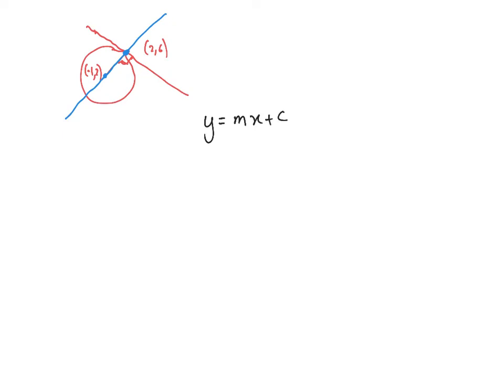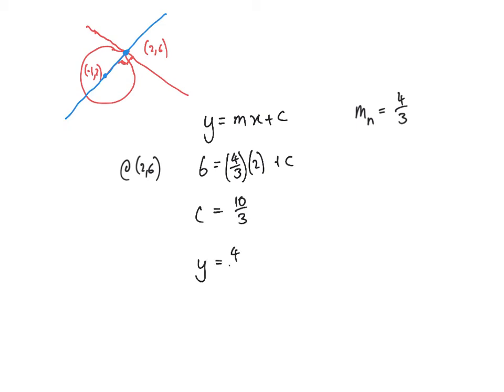So for the normal, the gradient of the normal we worked out in the last case to be 4/3. And again, it goes through the point (2, 6). So at that point, let's fill in y as 6. The gradient is 4/3, and we've seen x is 2 at that point, plus c. So 6 is equal to 8/3 plus c. We get c then to be 10/3. And so filling that in, y equals 4/3 x plus 10/3.